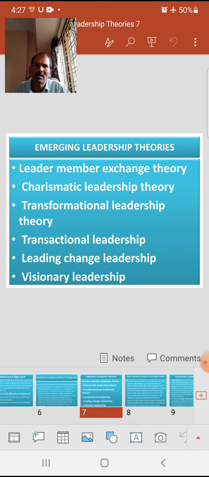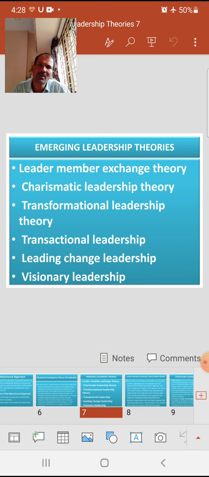Intellectual stimulation refers to the transformational leader's ability to build high awareness of problems and solutions. They stimulate their subordinates to imagine new and different future states for the group. Inspiration refers to the transformational leader's ability to inspire and excite the followers to put in extra effort for achieving the desired objectives. Now we'll discuss transactional leadership.